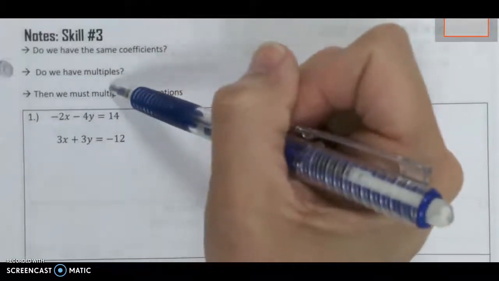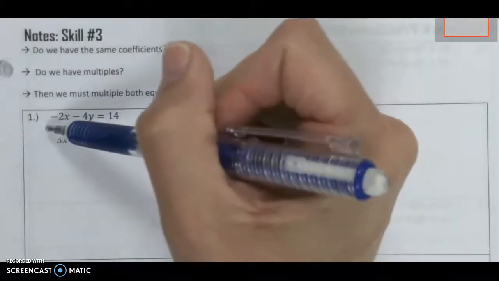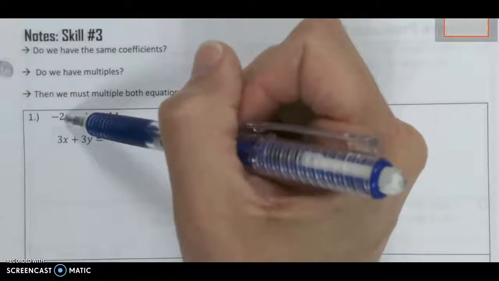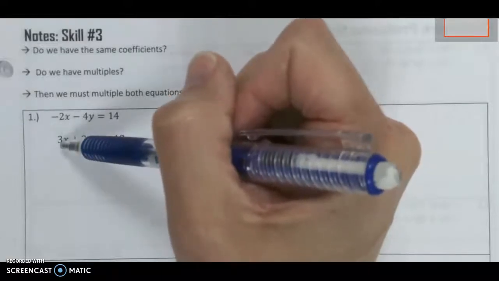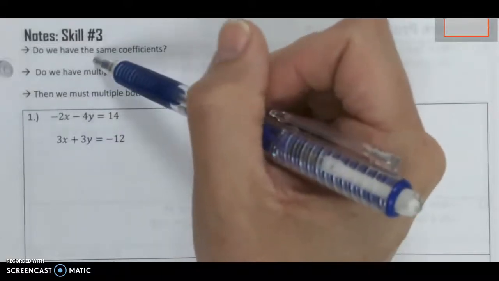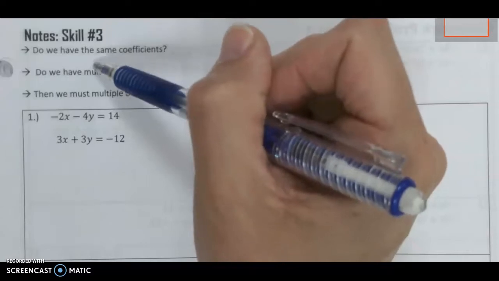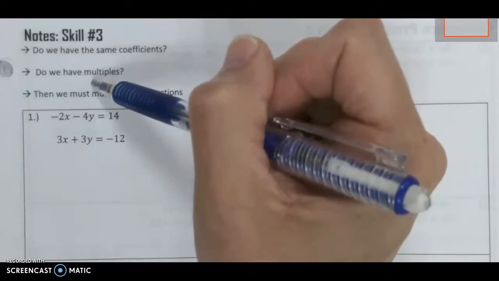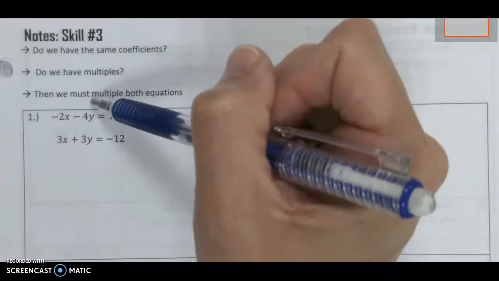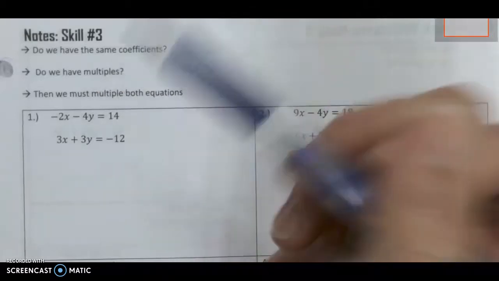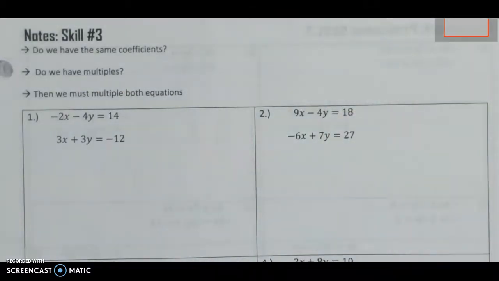Do we have multiples? Like, can I multiply one number to get the other? Like -2, can I multiply that by something to get 3? No. So if this isn't true, I don't already have the same coefficients and I can't multiply them, then what do I need to do? I actually have to multiply both equations. And I know that sounds like a lot of work, but some of you are actually going to like it better. You're going to think it's easier if you do that.